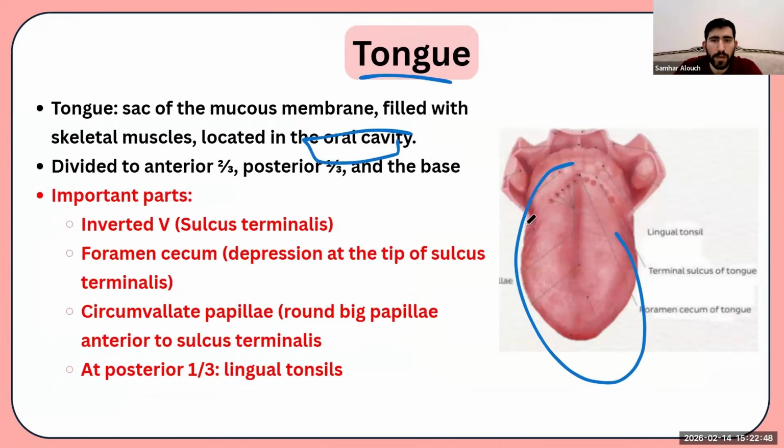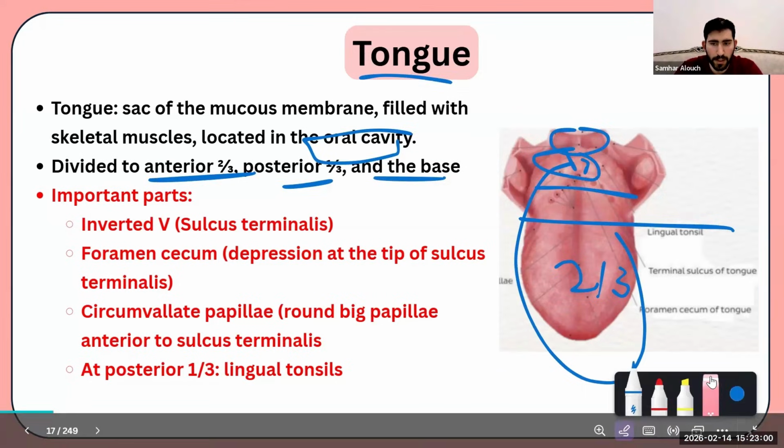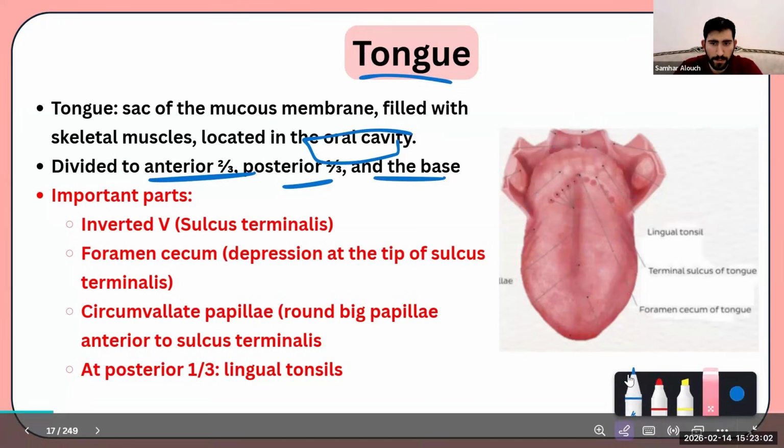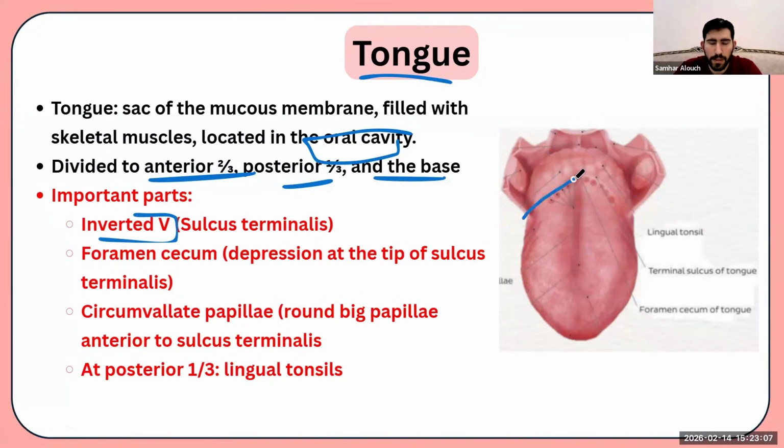The tongue is divided into 3 parts: anterior 2/3, posterior 1/3, and the base of the tongue. Now, what are the important structures in the tongue itself? First, we have an inverted V. As you can see here, there is a V that's inverted. This is called the sulcus terminalis. So the first important structure in the tongue is the sulcus terminalis. It's an inverted V that divides the anterior 2/3 from the posterior 1/3.